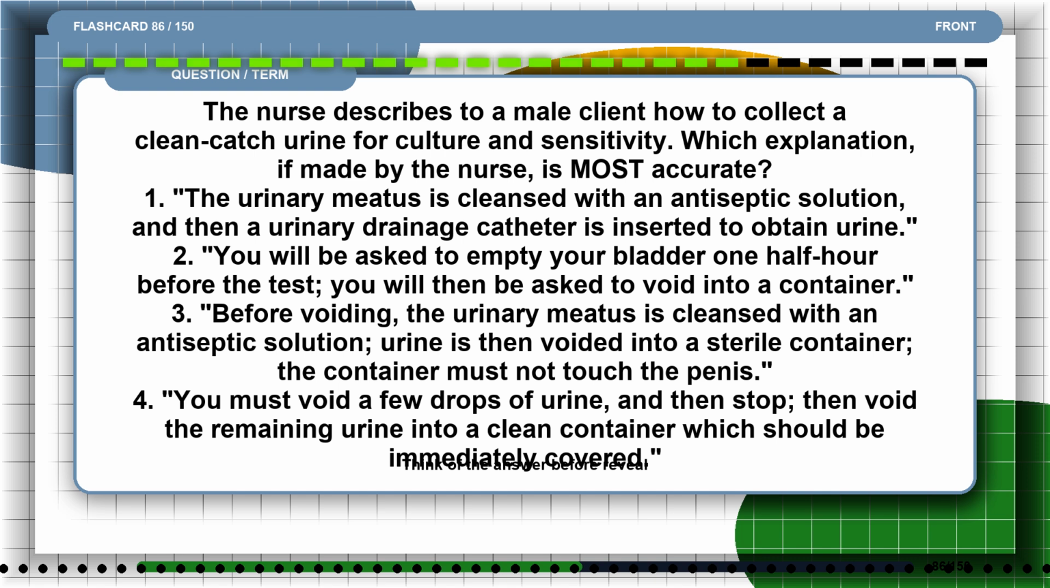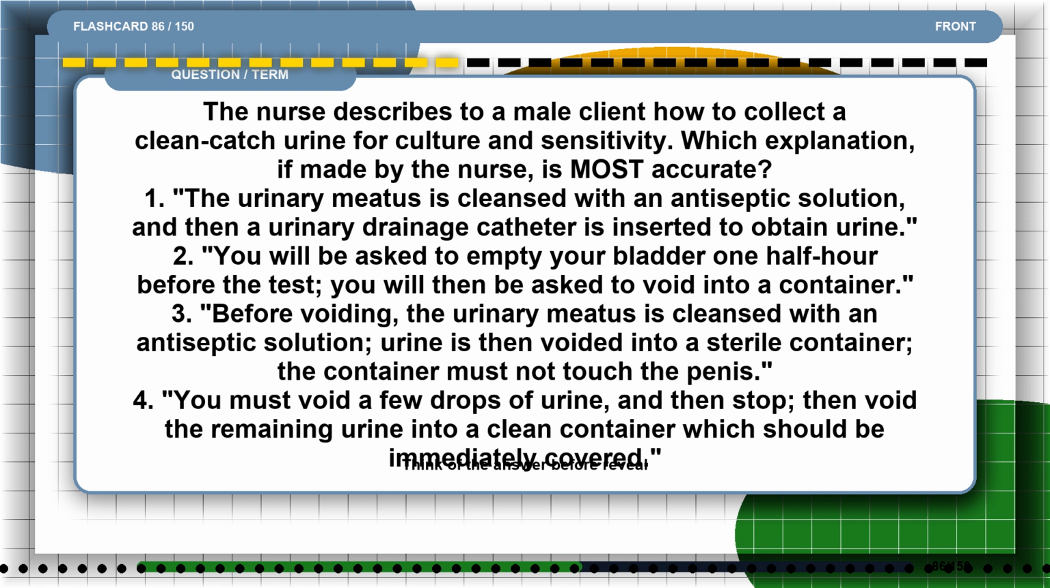1. The urinary meatus is cleansed with an antiseptic solution, and then a urinary drainage catheter is inserted to obtain urine. 2. You will be asked to empty your bladder 1/2 hour before the test. You will then be asked to void into a container.